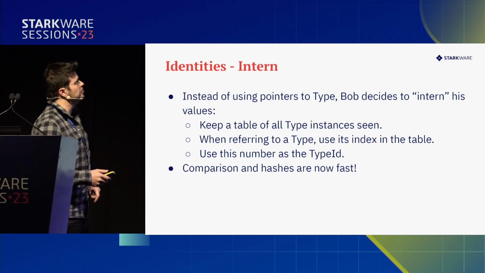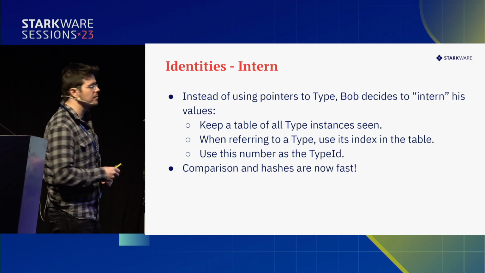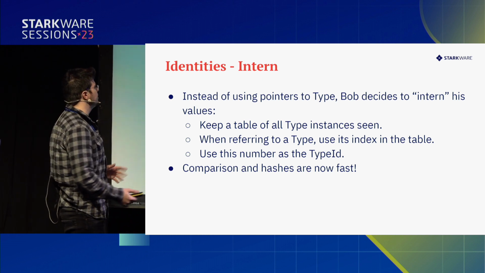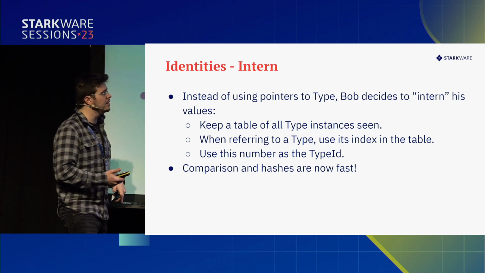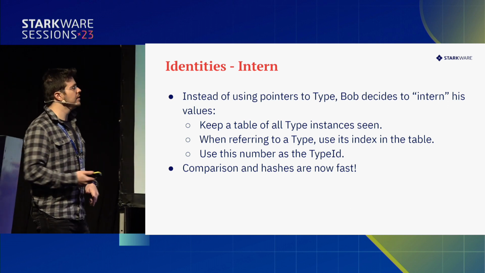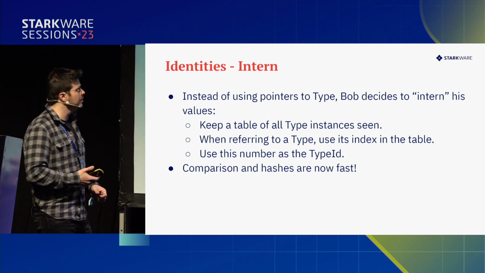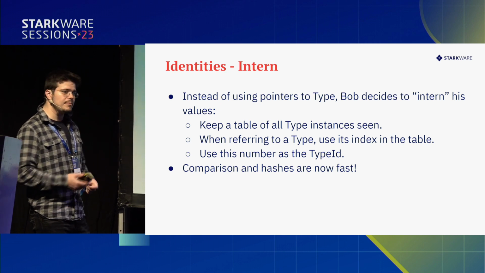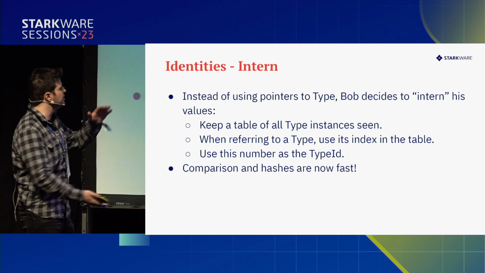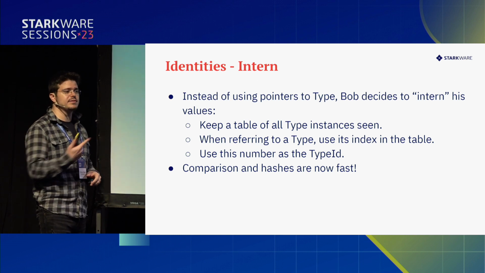Okay, so instead of using pointers to type, to function, to whatever, Bob decides to intern his values. What does interning mean? It means he keeps a table of all the type instances he has seen. When he needs to refer to some type, he first looks it up in the table and searches if it already exists. If it does exist, he uses the index of the existing type as the type ID. If it doesn't exist, he allocates a new type in this big table and uses this as the type ID. So basically, now instead of using pointers to types, he uses this type ID.